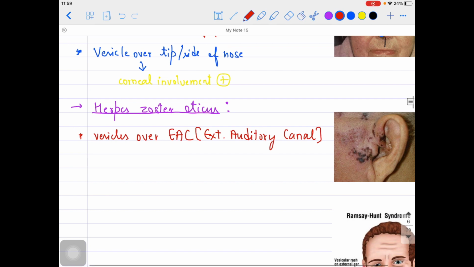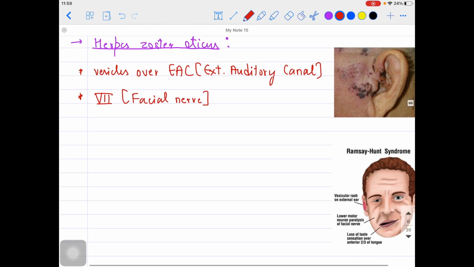This is the seventh nerve. So which nerve is involved over here? That is the seventh one, and this is your facial nerve, right. Okay, understood about that. Now, what else? One more complication you can think of is the Ramsay-Hunt syndrome, okay.